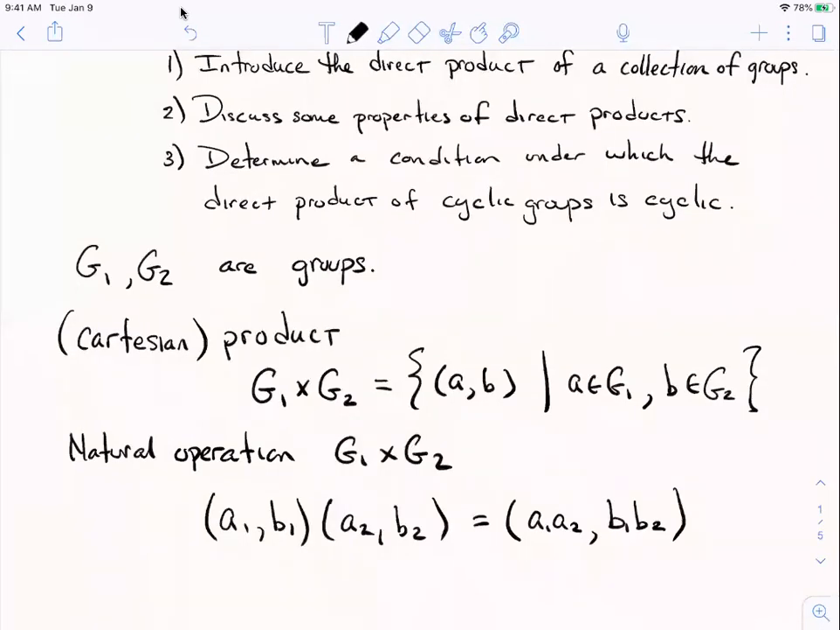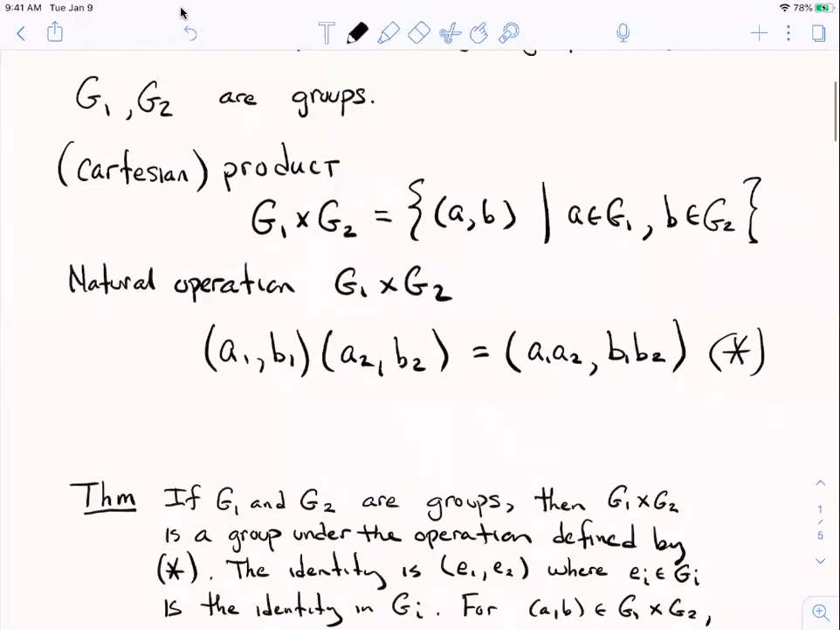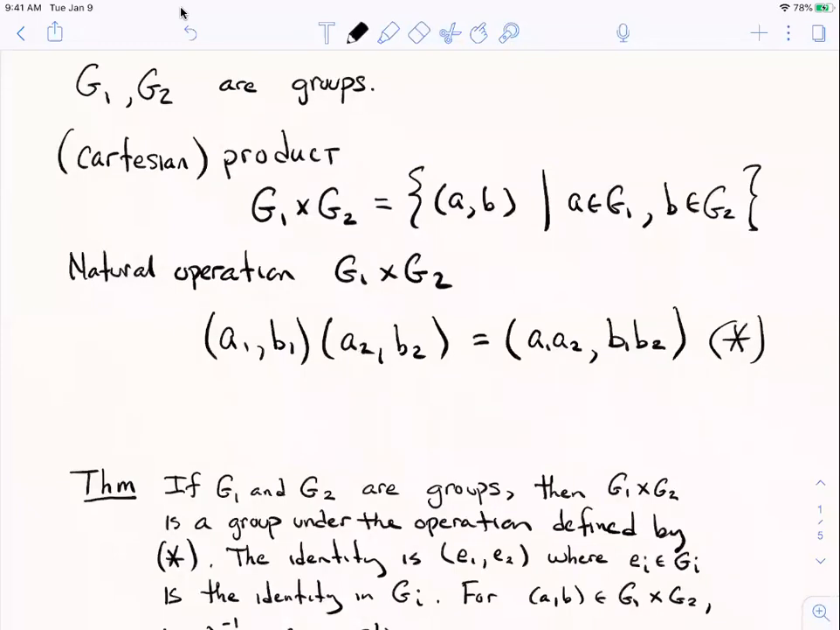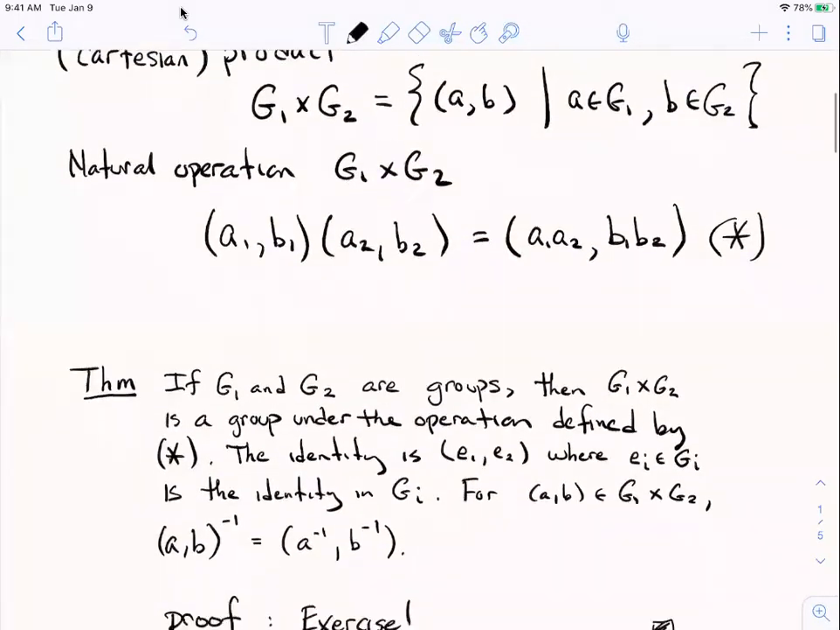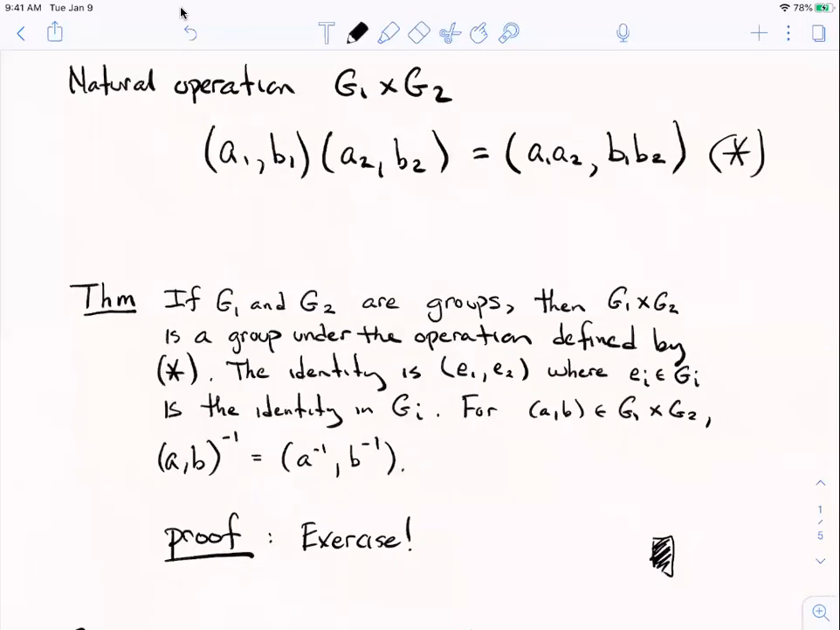All right, so this thing, let me give it a name. We can refer to it later. Just call it the binary operation defined by star. And it's certainly a binary operation. Given two ordered pairs, I've produced an ordered pair. Cool. That binary operation, it's probably not too surprising, gives G1 cross G2 the structure of a group. And that group is called the product group.